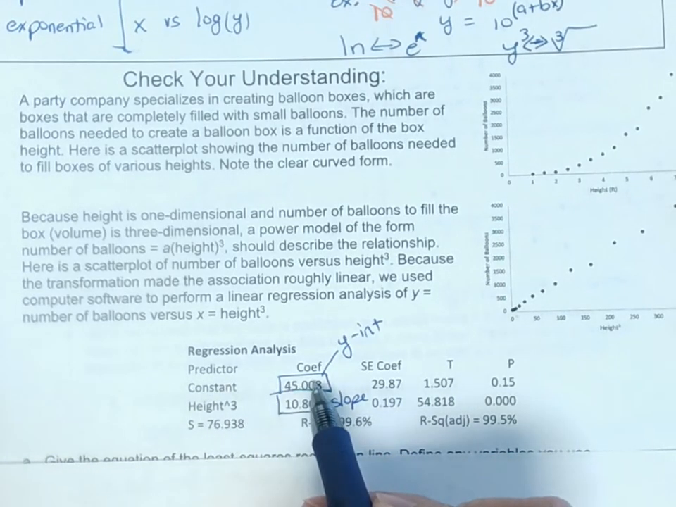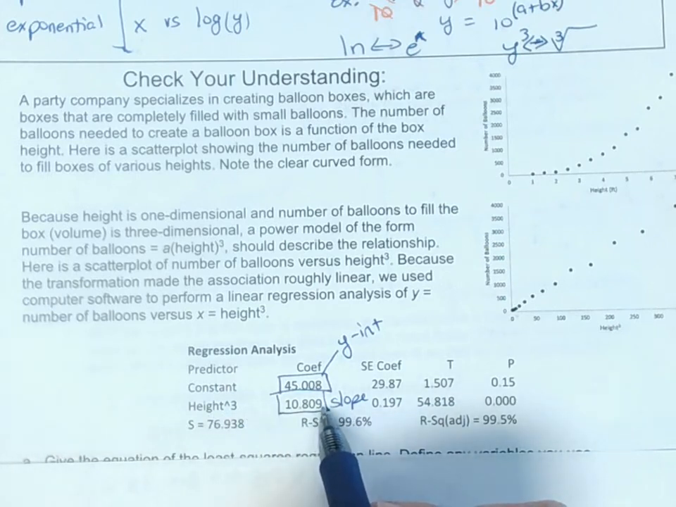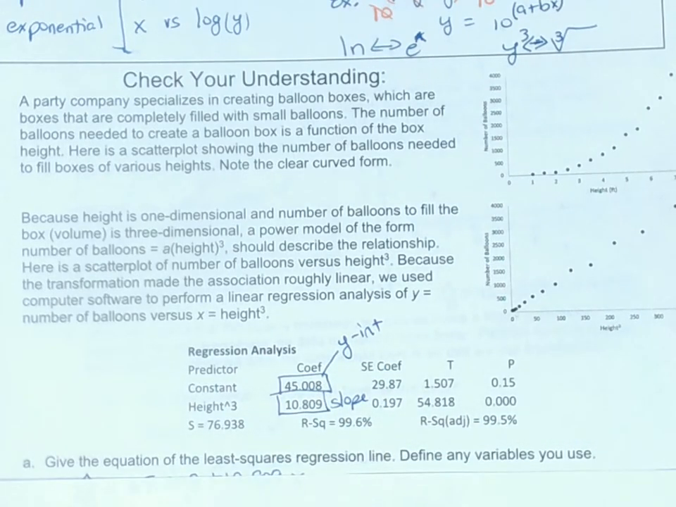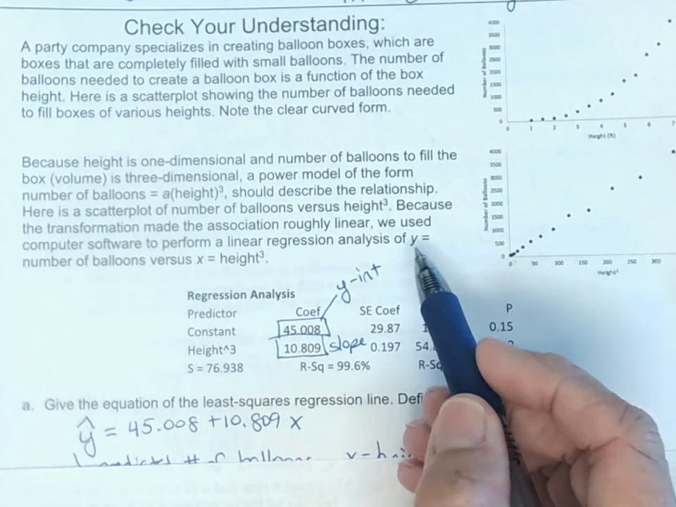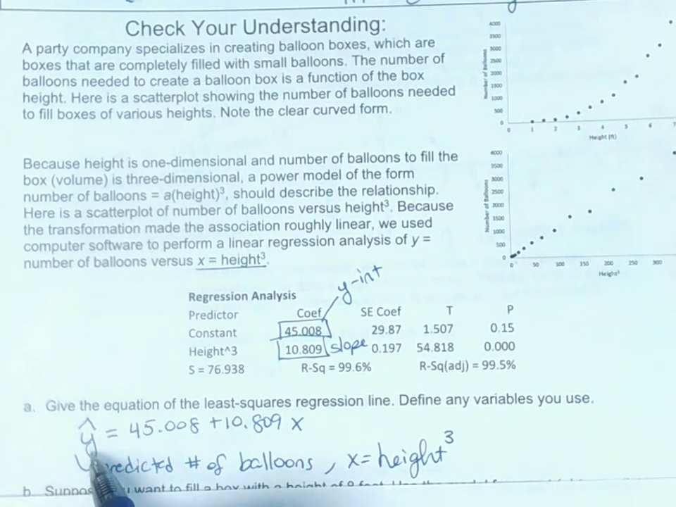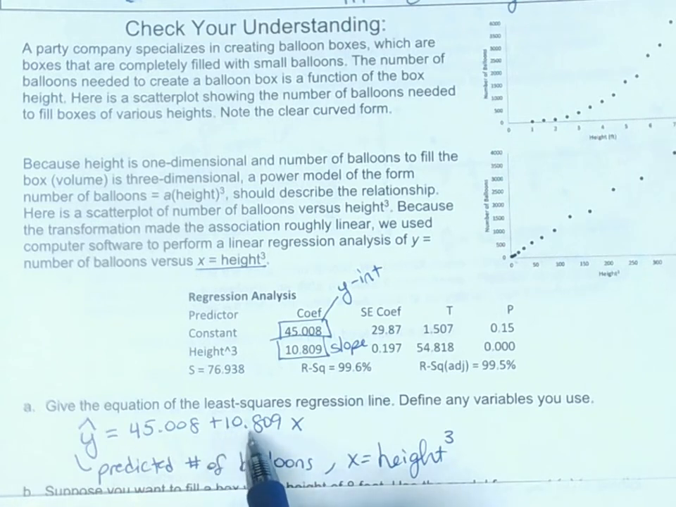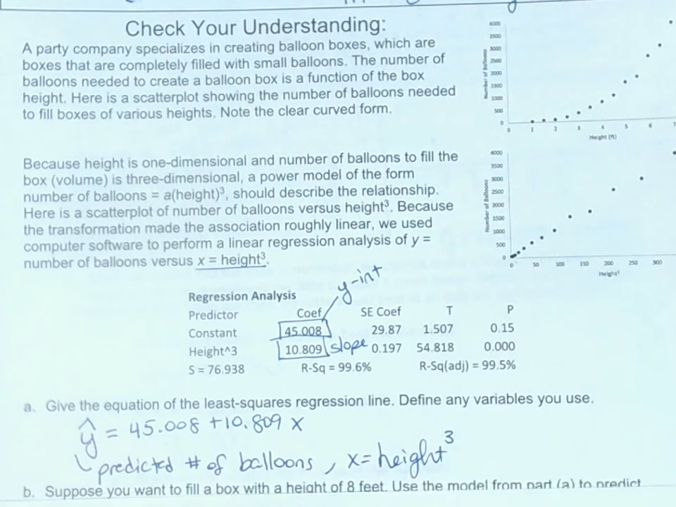Next to the constant is where you find your y-intercept. Next to your explanatory variable is where you find the slope. Your r-squared value is there, and your standard deviation of the residuals is the s value. But I'm given the y-intercept and the slope, so I can go ahead and write my least squares regression line. And in the problem, it tells us that x is the height cubed. So y hat equals 45.08, my y-intercept, plus 10.809 times x, where x represents the height cubed.